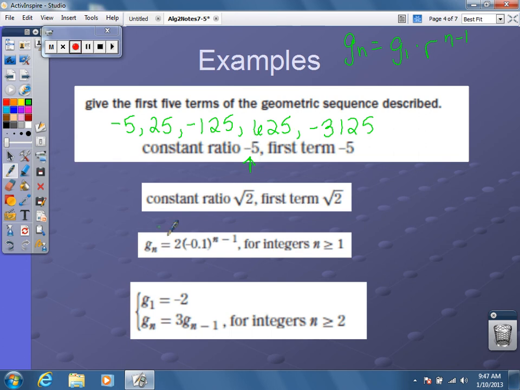The reason it does with a geometric sequence is because you're multiplying by a negative and it will change the sign. Okay, what if the constant ratio is square root of 2 and the first term is square root of 2? Square root of 2 is my first term. After that, root 2 times root 2 is the square root of 4, which is 2. Then I'm multiplying by root 2, and I get 2 root 2. Then I take 2 root 2 times root 2 again, and I get 2 root 4, which is 2 times 2, which is 4. And then 4 root 2.